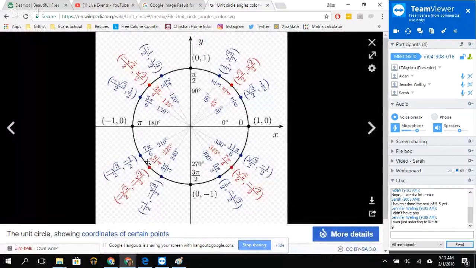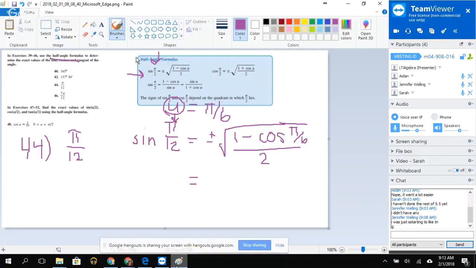All right, so pi over 12 is not on my unit circle, but pi over 6 is on my unit circle, and I want to find the cosine. So the cosine is my x value. So the cosine of pi over 6 is square root of 3 over 2. Okay, so in here, I'm going to put 1 minus square root of 3 over 2 divided by 2.